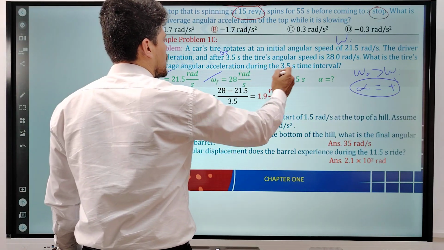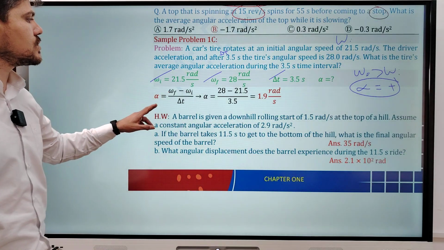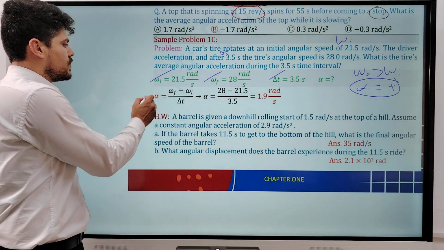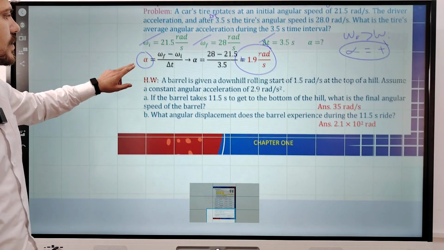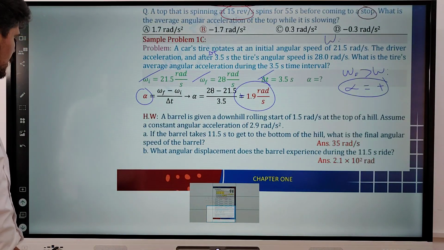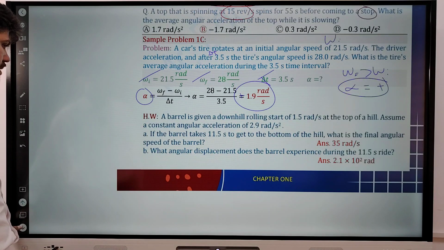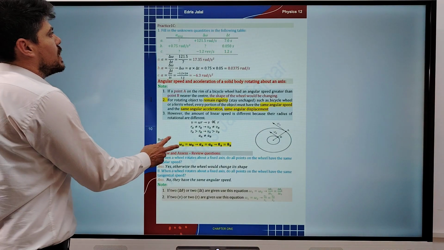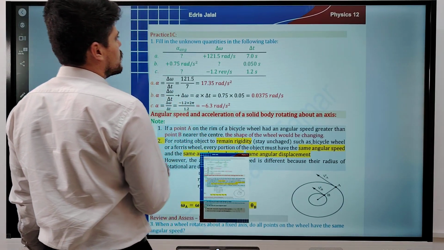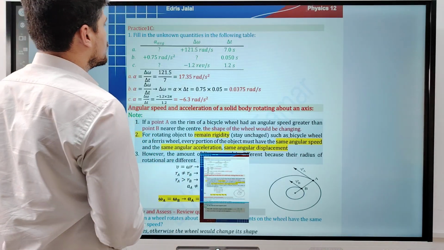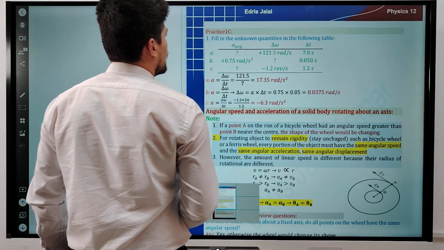So all the given values are shown here, so you can substitute into the equation to find alpha, which is positive. Okay? This question is homework. I hope you solve it by yourself. Okay? And practice 1c, as we can see, practice 1c question 1. It's too easy, just substitute, okay?